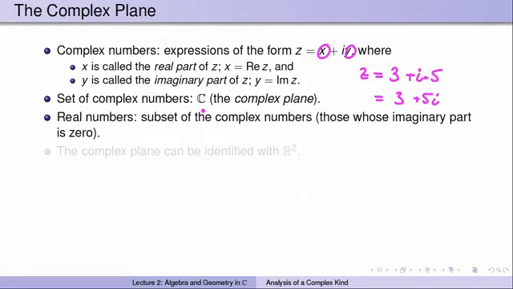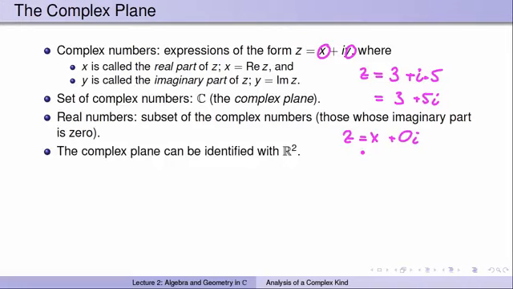The real numbers are considered a subset of the complex numbers, those for which that second parameter, that y, is simply equal to 0. So a number of the form z equals x plus 0i is considered a real number. And so the real numbers are kind of subsets of the complex numbers. So our regular numbers 3, 6, 7, they're all included in the complex numbers.